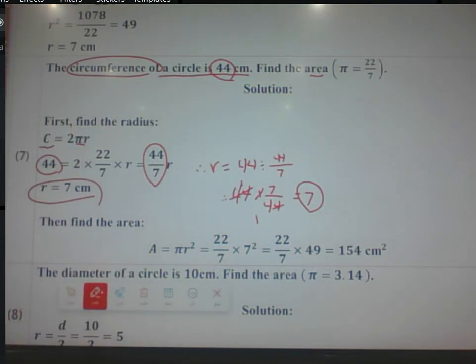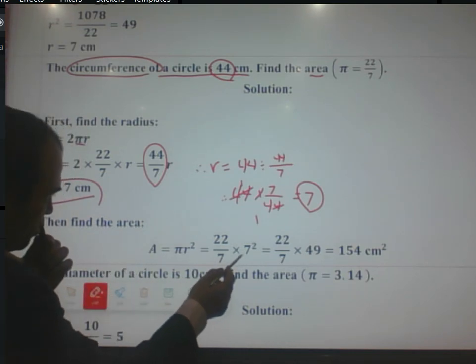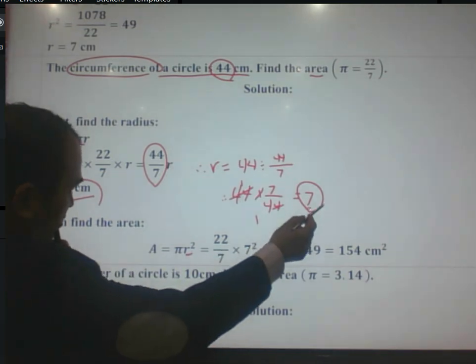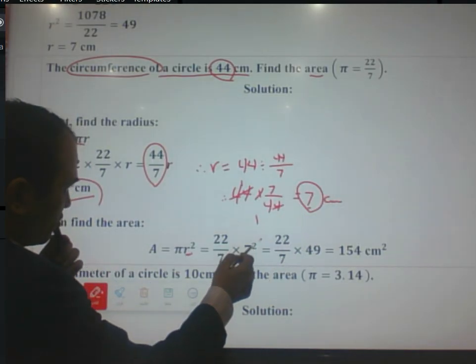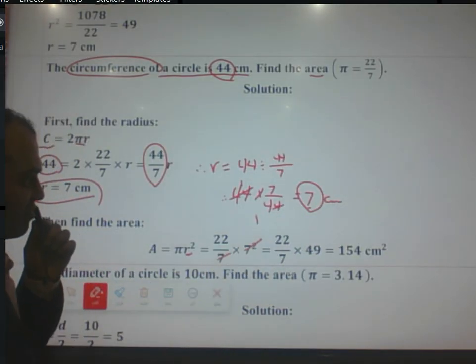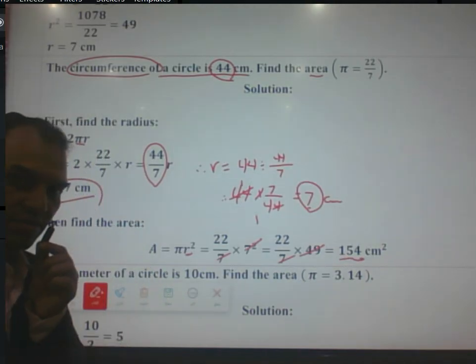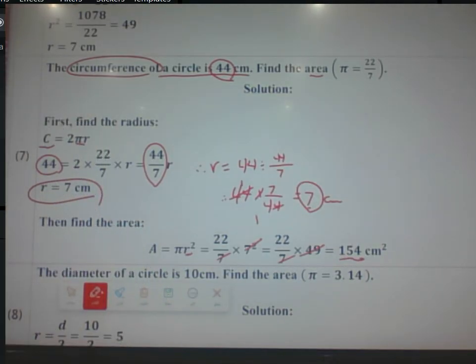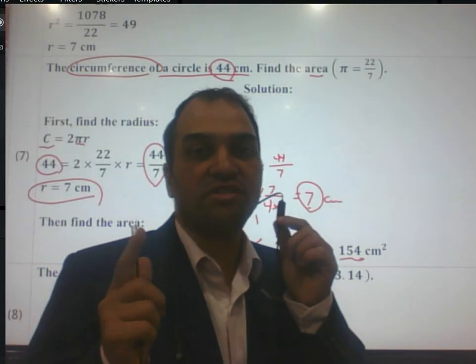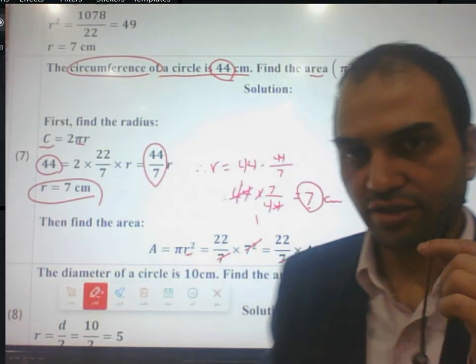Now we can find the area. The area, we know, equals pi r squared, which equals 22 over 7 times radius squared. Radius here is 7 centimeters. Then 7 squared divided by 7 equals 7. 7 times 22 equals 154 square centimeters is the area. Okay, so in the question to find the area, if he gives you the circumference, first step you must find the radius. Okay, my students, next question.